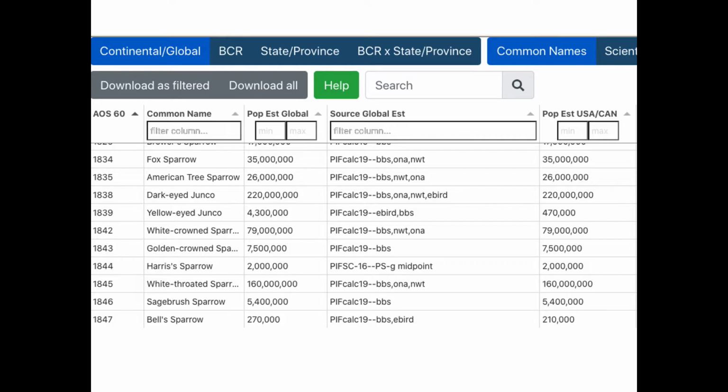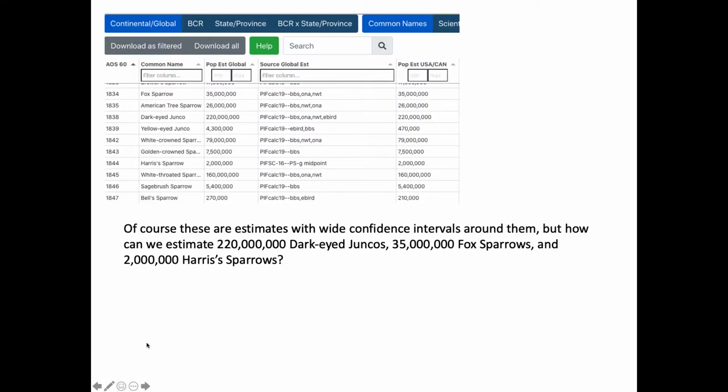And when you look at the sources of those data, in some cases they do come from programs like eBird, but you'll see on almost every one of these BBS, BBS, BBS. So that's the North American Breeding Bird Survey. And the Breeding Bird Survey has to have standardized methods to be able to do this. For example, do we really know that fox sparrow is that much more abundant than American tree sparrow? And if we do, how do we know that? So that's what we want to explore in this lab with the methods we're going to be doing.